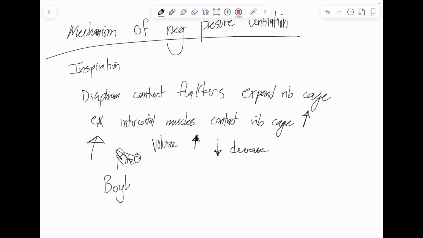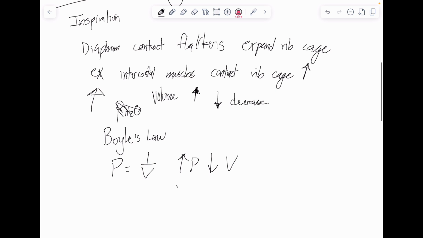So, Boyle's law tells us that we have an inverse relationship between pressure and volume. So, if pressure increases, volume will decrease. But if volume increases, then pressure will decrease.